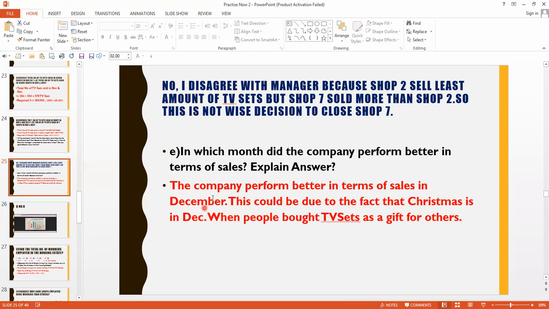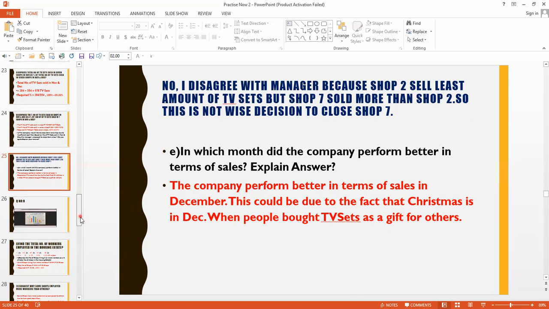Okay. So I will read the answer again for you. The company performed better in terms of sales in December. This could be due to the fact that Christmas is in December and people bought TV sets as gifts for others. Clear? Obviously, I think so.